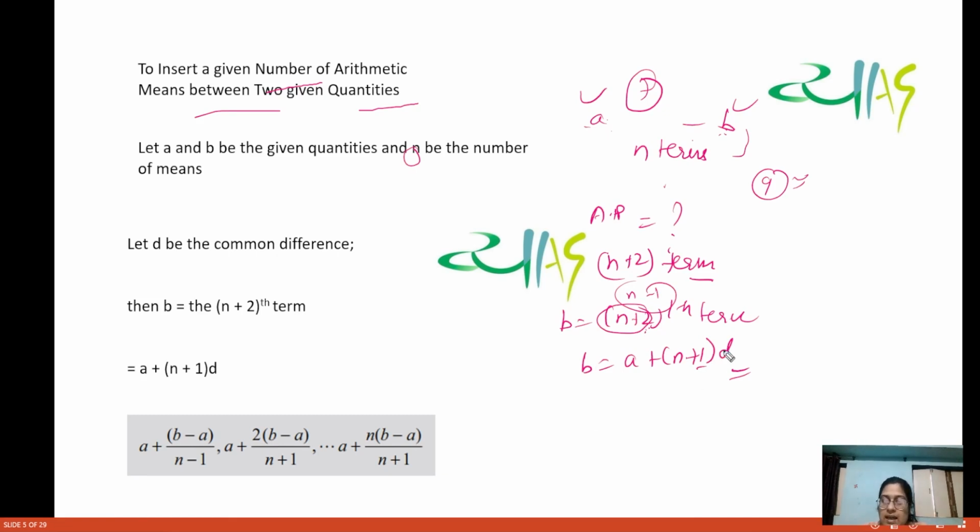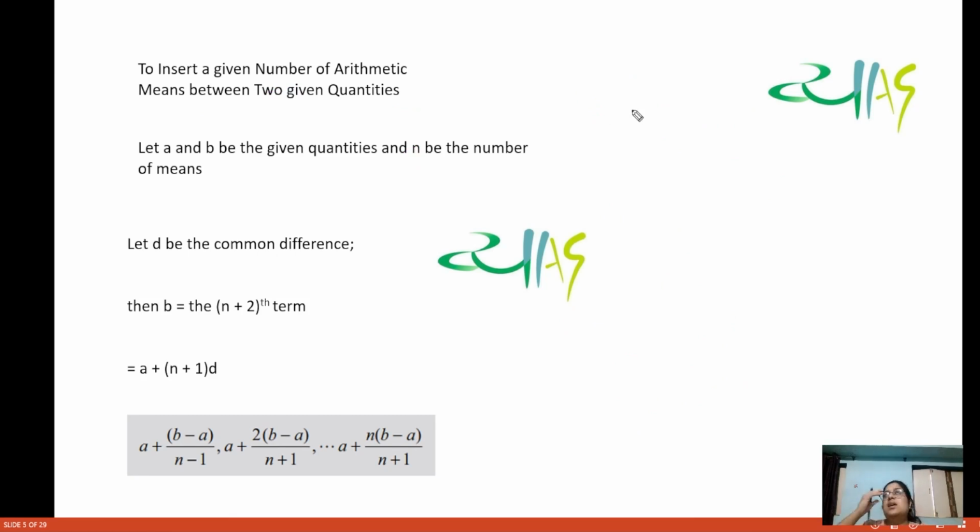Okay, now see, from here you can obviously find the common difference. You have B minus A divided by n plus 1, and you have D. Once you find D, you can obviously get your series. So for example, it is said that insert, this is 5, and 35. You have to insert, let's say, 5 terms inside this, and they should be in AP.